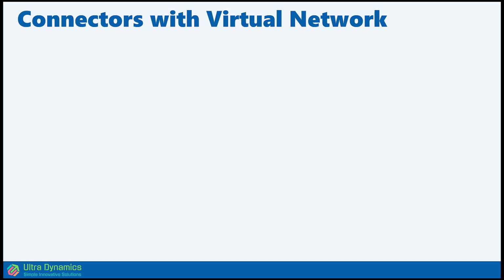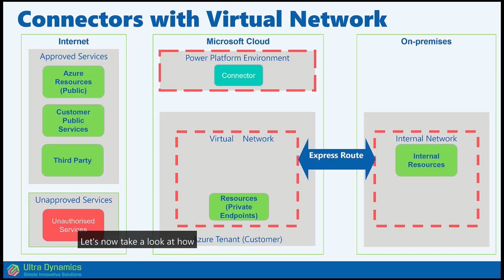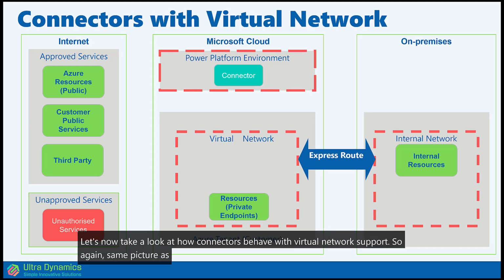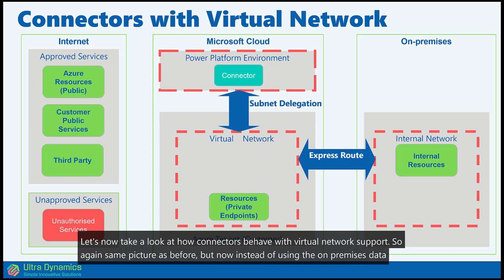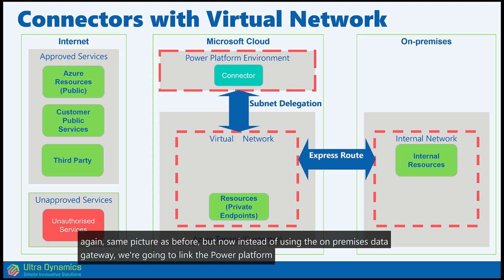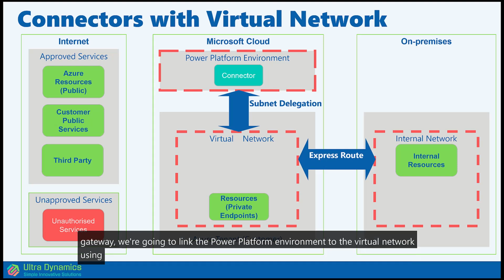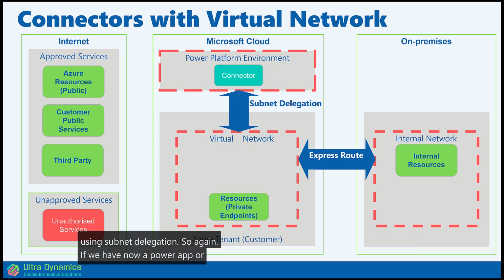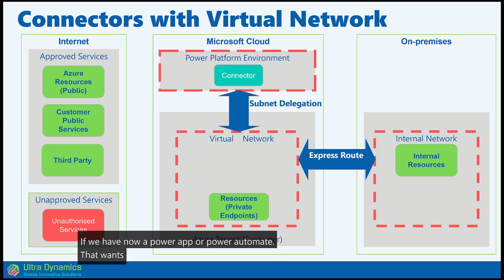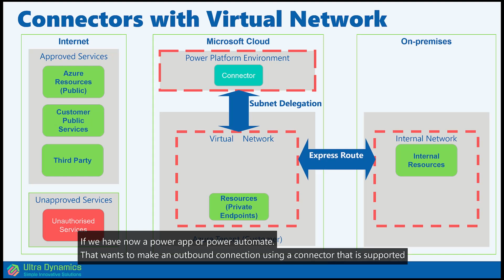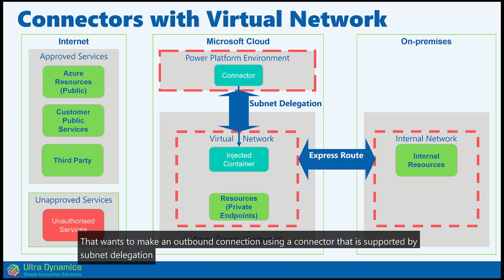Let's now take a look at how connectors behave with virtual network support. So again, same picture as before, but now instead of using the on-premises data gateway, we're going to link the Power Platform environment to the virtual network using subnet delegation. So if we now have a Power App or a Power Automate that wants to make an outbound connection using a connector that is supported by subnet delegation, like the HTTP connector.